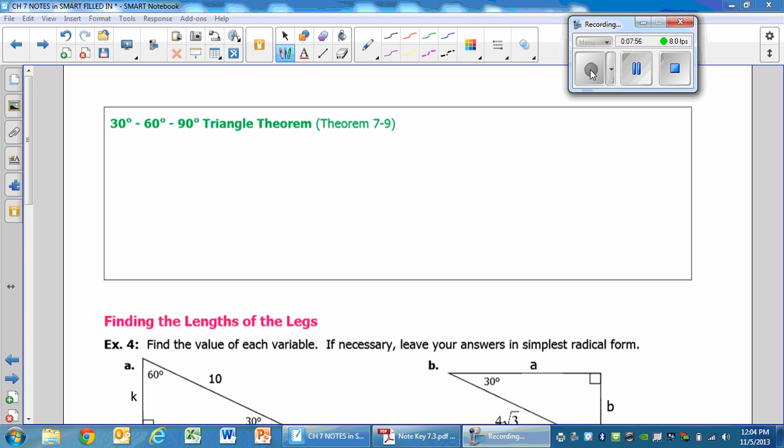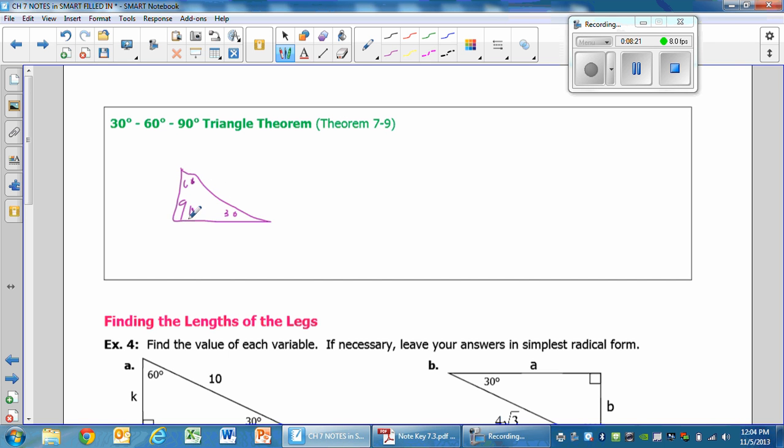Alright, now let's talk about the 30, 60, 90 theorem. Similar to the 45, 45, 90, you're going to have a triangle with a 90-degree angle, so it's a right triangle. You have one of the angles at 60 and one at 30. This one could be 60 and this one 30. It's fine as long as you have 90, 30, 60.